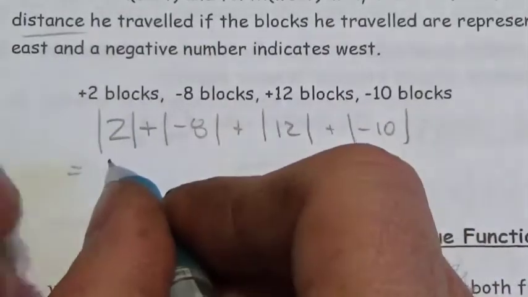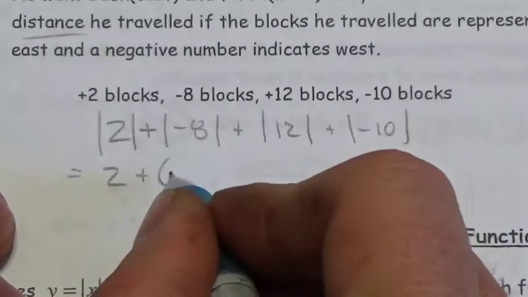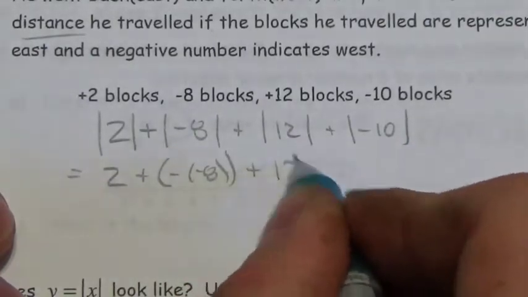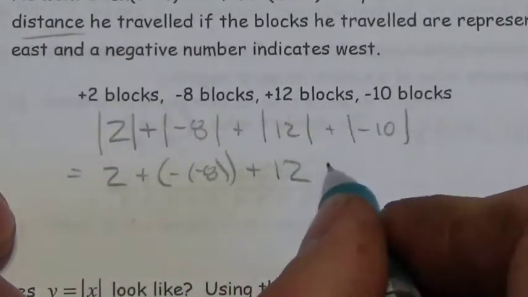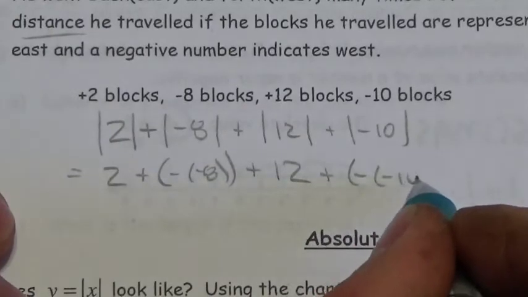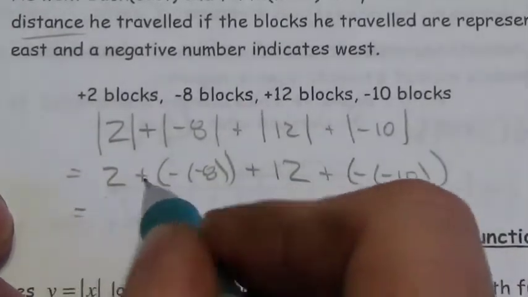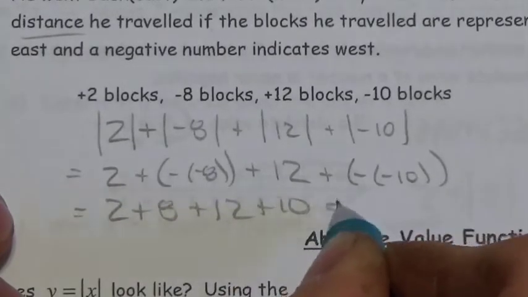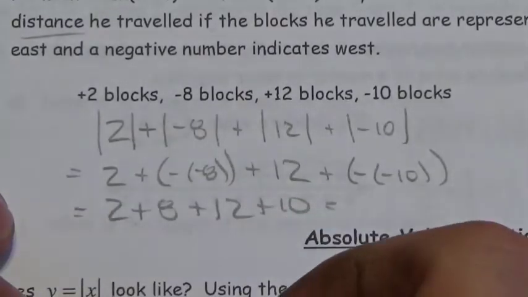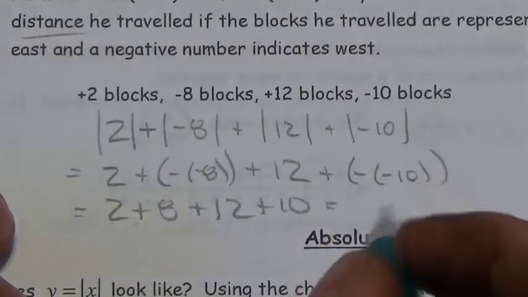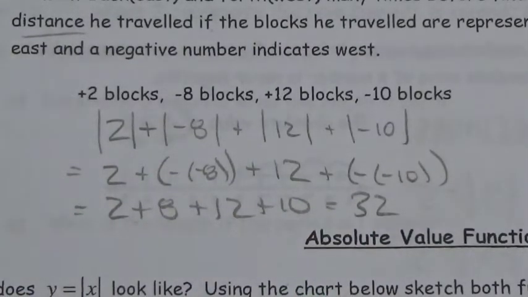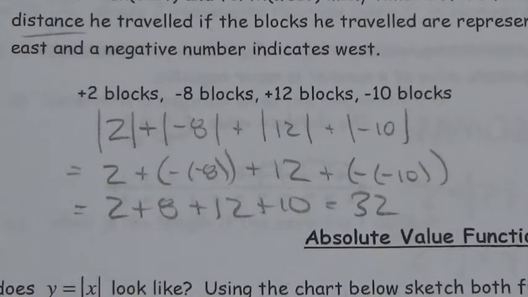So this is going to be 2 plus, and then we take the negative of that to make it positive. Because the 12 is already positive, I don't need to do anything to it. And then I'm going to make the 10, the negative 10, positive. So this becomes 2 plus 8 plus 12 plus 10. So 2 plus 8 is 10, plus 12 is 22, plus 10 is 32. So when all was said and done, if you were to look at the odometer at the end of this, who is this? This is Rudy. Rudy will have traveled 32 blocks.